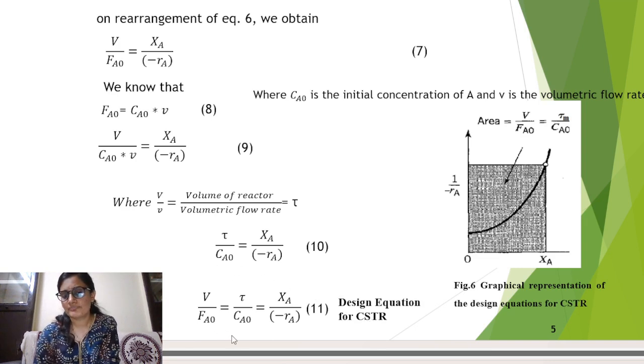Now the graphical representation of the design equation for CSTR is shown in this figure 6. Here we can see that Xa is on the x-axis and 1 upon minus Ra is on the y-axis. Now we have the curve like this, and the area of this rectangle will give these two terms, V by Fa naught or tau by C naught. So these two terms can be calculated from the area of the rectangle.